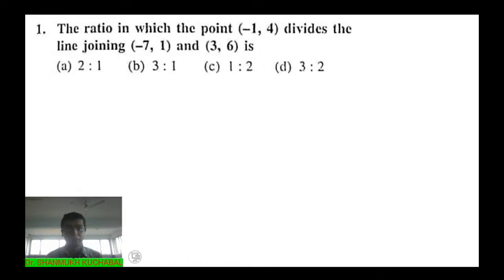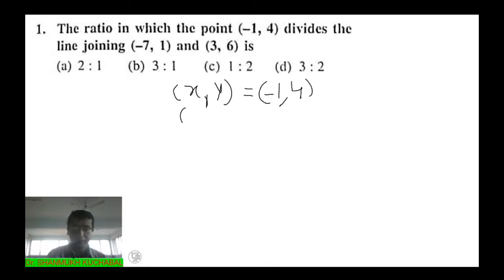Directly we go through examples, multiple choice questions. Wherever it is necessary, the important formulas I will discuss. The first question is: the ratio in which the point (-1, 4) divides the line joining (-7, 1) and (3, 6) is. Here x, y is (-1, 4).